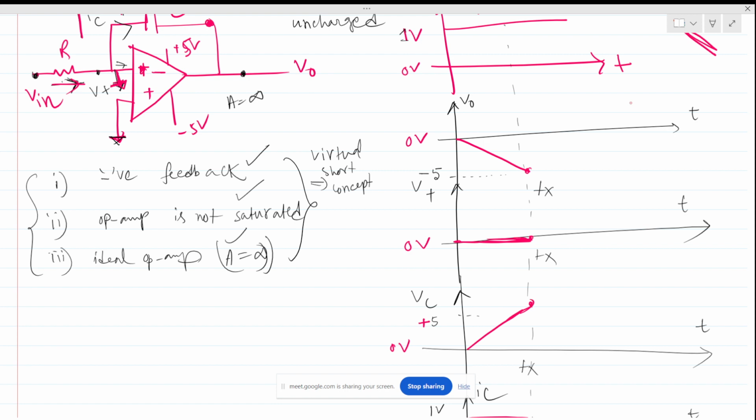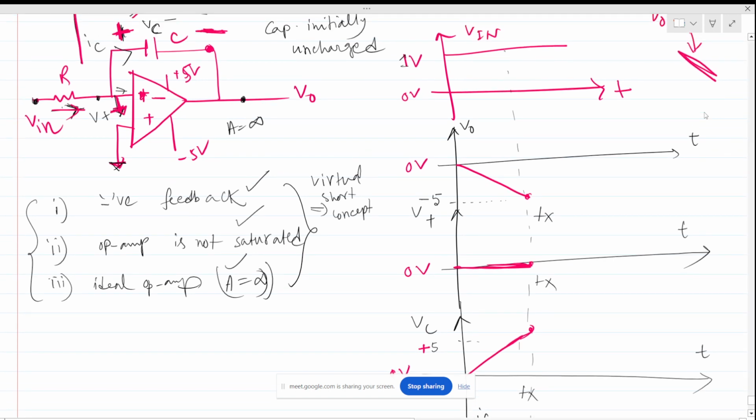Now, how will the circuit behave? Can anyone comment? Now the circuit is saturated, right? The op amp is saturated. V out is saturated, so the output will remain minus 5 for its entire life. So now is the virtual short concept valid? No. After Tx, the virtual short concept is not valid, because this is not meeting, right?